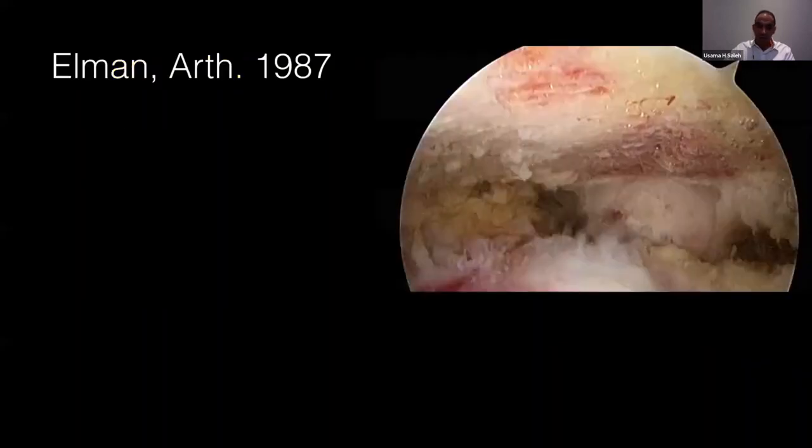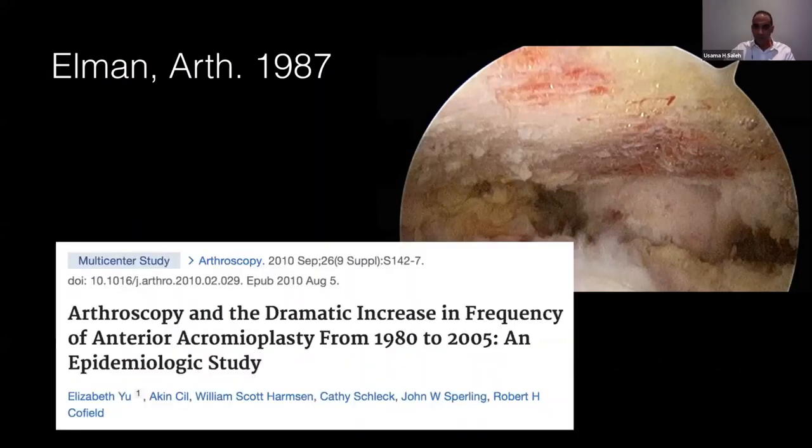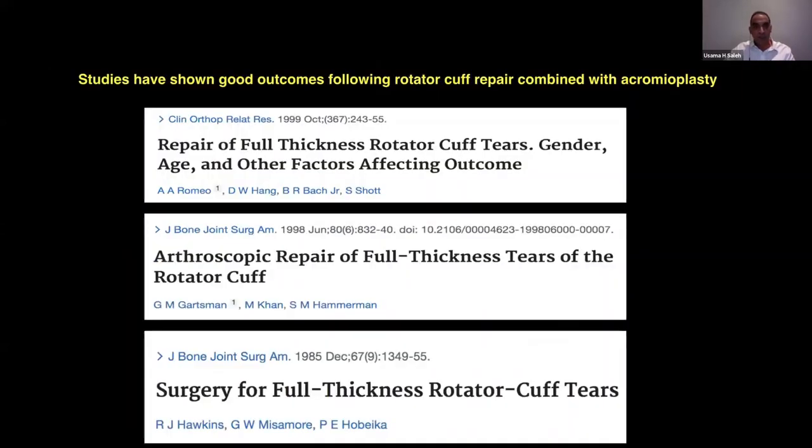ligament, either it is hypertrophied or calcified or a very tight CA ligament. Later on, Dr. Ellman took the acromioplasty from the open procedure to an arthroscopic procedure. And since he described the arthroscopic way of subacromial decompression, it was a revolution, and there was a dramatic increase in the frequency of acromioplasty till the late 90s.